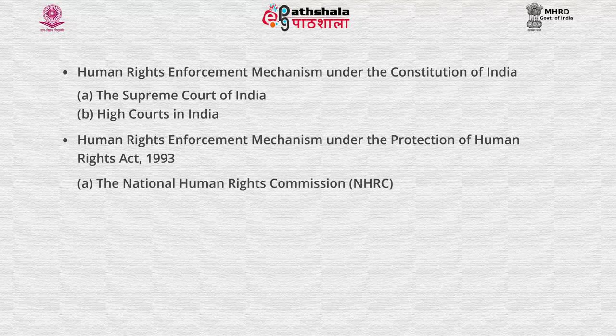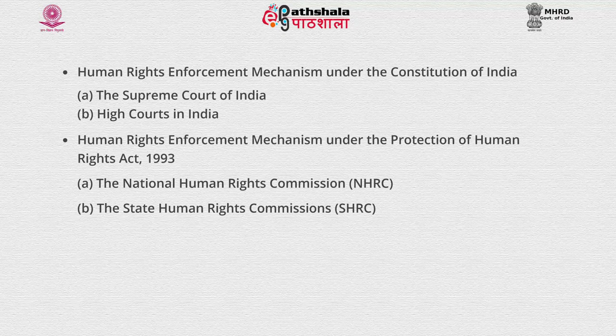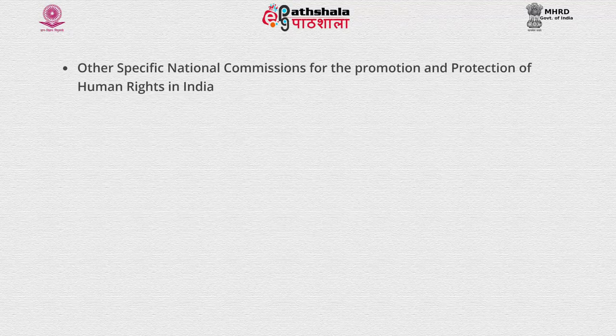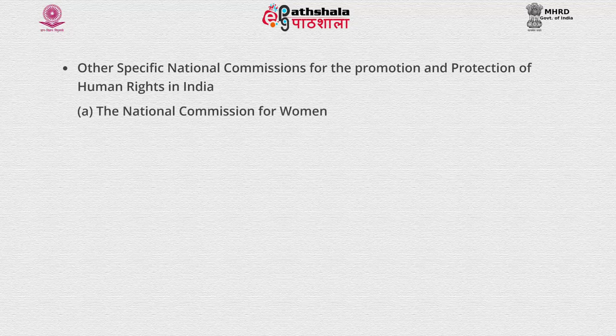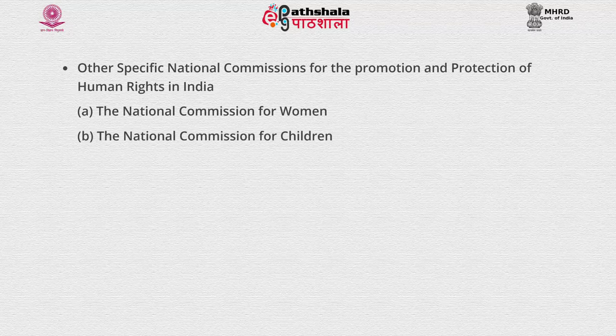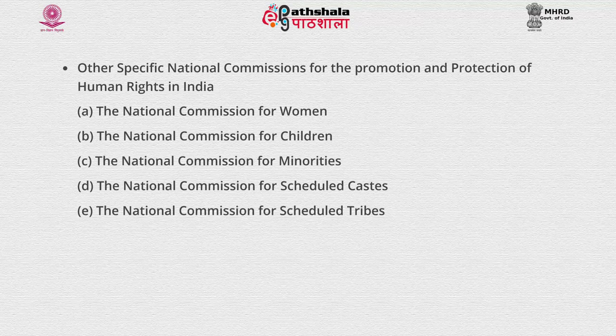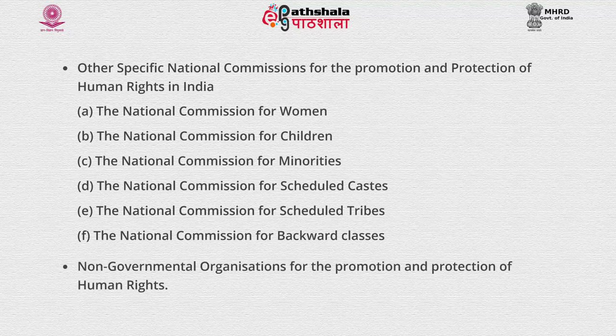1993. Here, the categories are the National Human Rights Commission established, the State Human Rights Commission established, and the human rights courts in districts of the country. And the third broad category is the other specific national commissions for the promotion and protection of human rights in India. It can be classified into the National Commission for Women, the National Commission for Children, the National Commission for Minorities, the National Commission for Scheduled Caste, the National Commission for Scheduled Tribes, and the National Commission for Backward Classes. And the fourth category is the non-governmental organization for the promotion and protection of human rights.